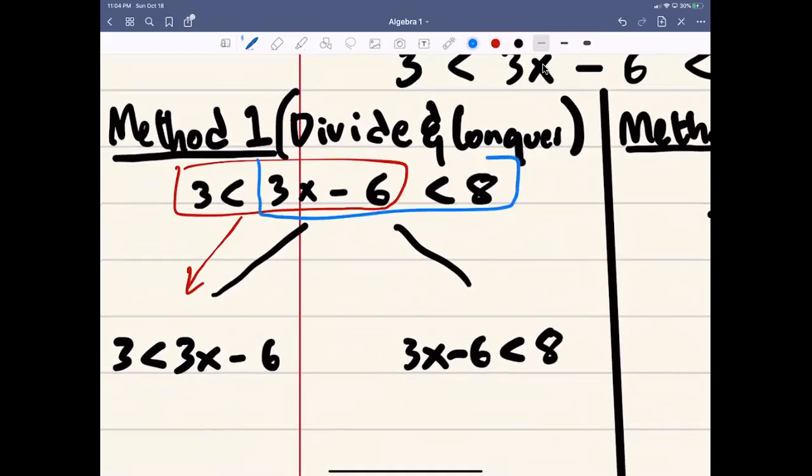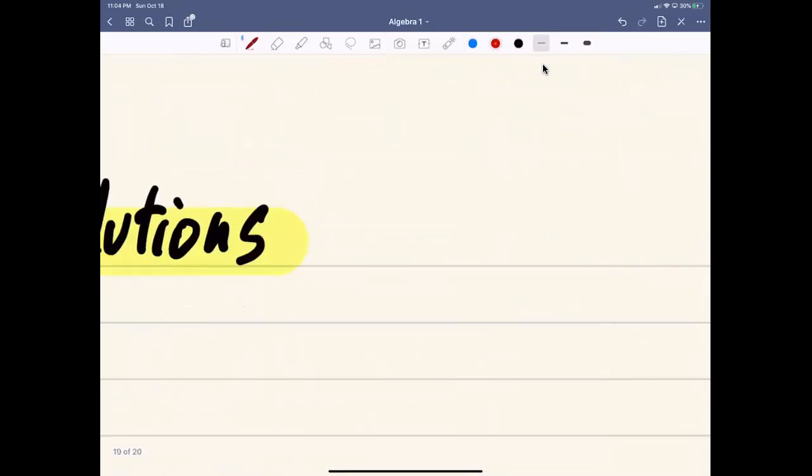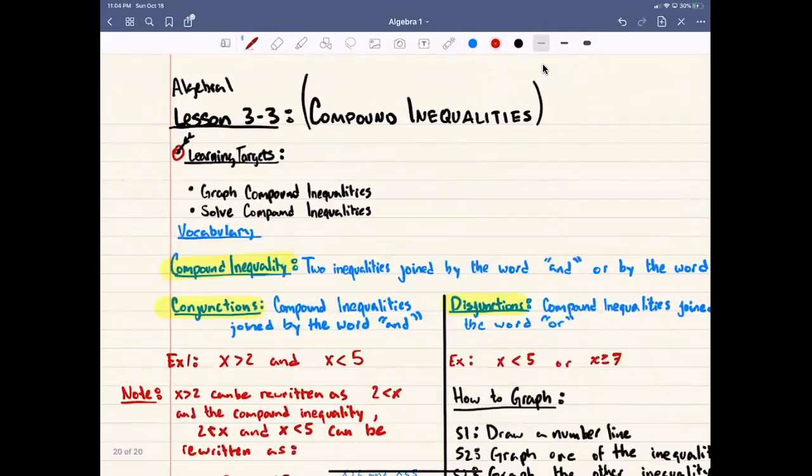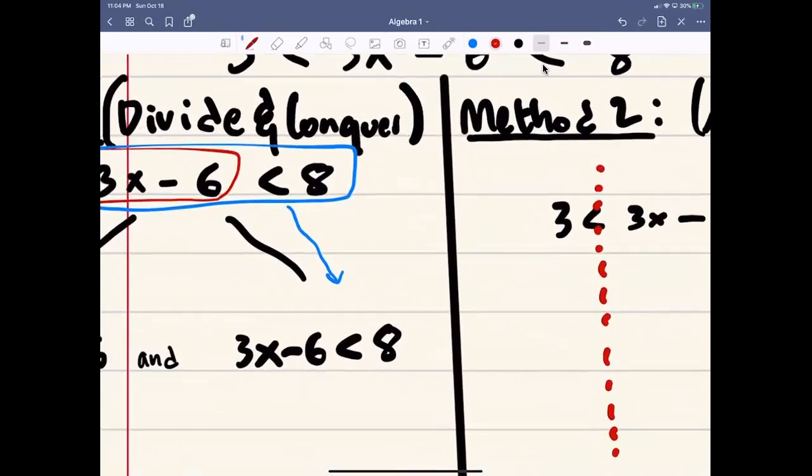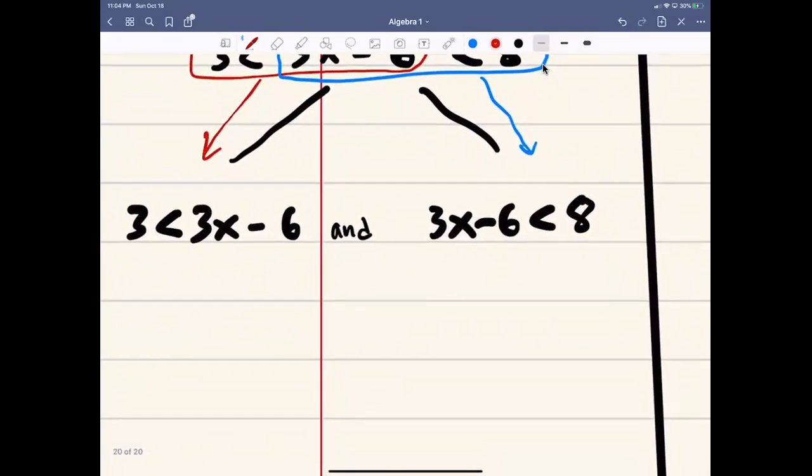And then you're gonna break this part up this way and write that here, and they're gonna be combined with the word "and", right? After you do that, all you gotta do is solve each inequality on its own, okay? And so let's go ahead and do that, right?